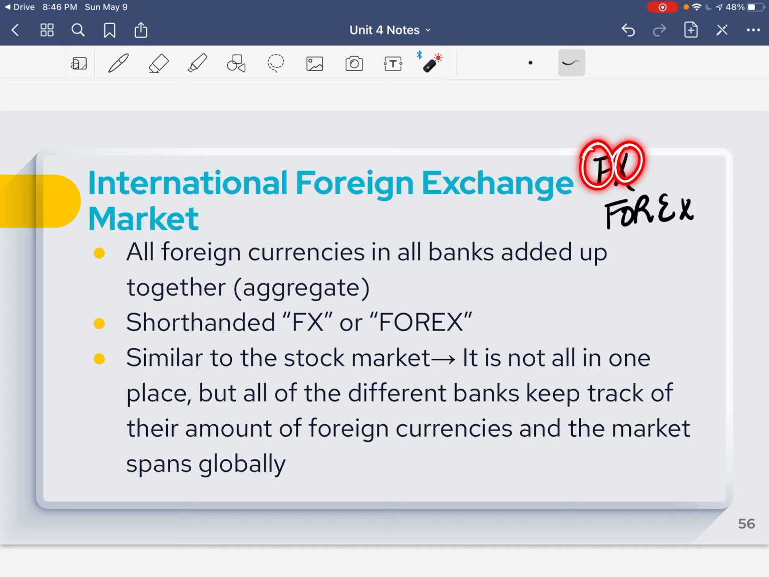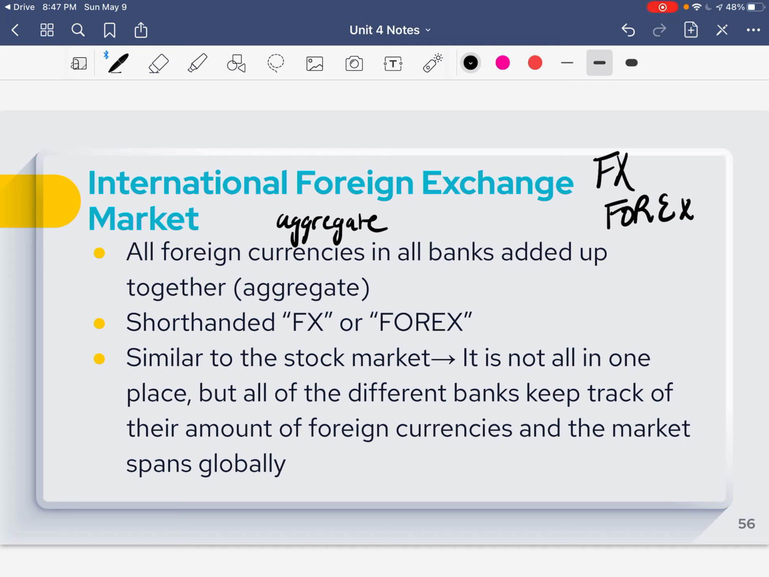So foreign exchange, or the foreign exchange market, is all foreign currencies and all banks added up together. I know that sounds really crazy and wild, and that's because it is, okay? So we've done big economics before on a nationwide scale. Now we're just making it even bigger. So we've learned that word aggregate before. Aggregate means everything added together. We're doing that again, except we're doing it over the whole world.